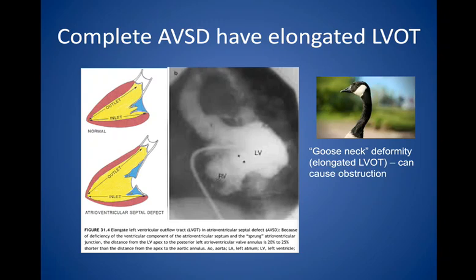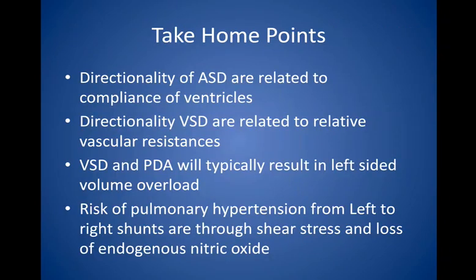So the take-home points: the directionality of ASDs is related to the compliance of the ventricles. The directionality of VSDs is related to the relative vascular resistances. VSDs as well as PDAs will typically result in left-sided volume overload, whereas with ASDs you would typically see right atrial and right ventricular volume overload. The risk of pulmonary hypertension from left-to-right shunts is through shear stress and loss of endogenous nitric oxide.